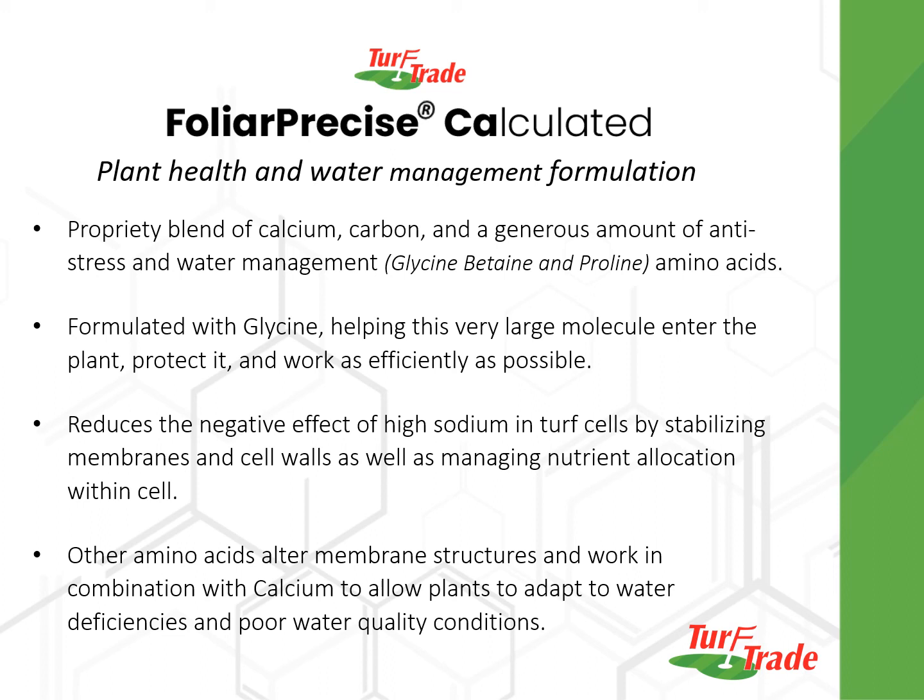The calcium also helps to reduce the negative effects of high sodium in the turf cells. How do we do that? We stabilize the membranes and the cell walls. Now we can manage how nutrients and water move throughout that turf cell. Other amino acids that we've added, I can't tell you all my secrets, so I can't tell you everything that's in there, but some of the other amino acids that we included help to alter that membrane structure. So now it's going to work in combination with calcium to allow the plants to adapt to water deficiencies as well as any poor water quality conditions.